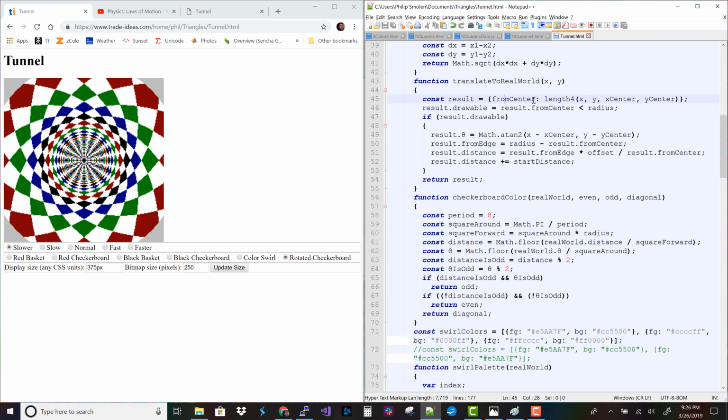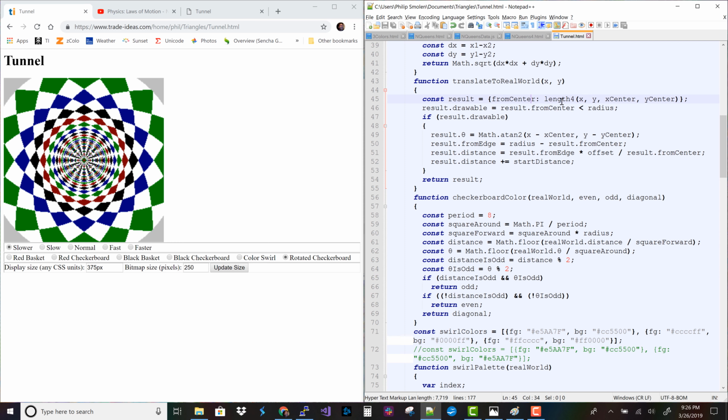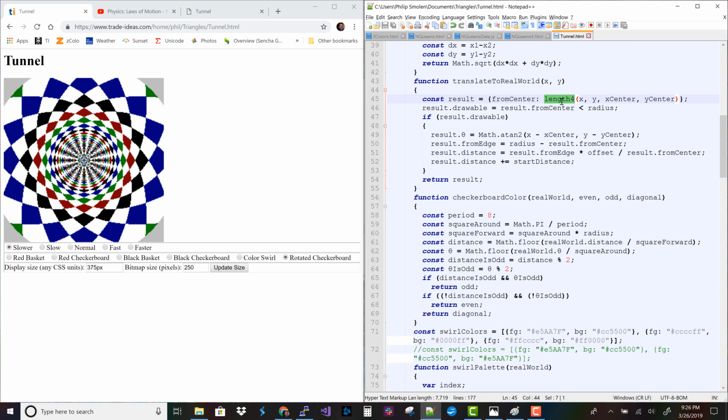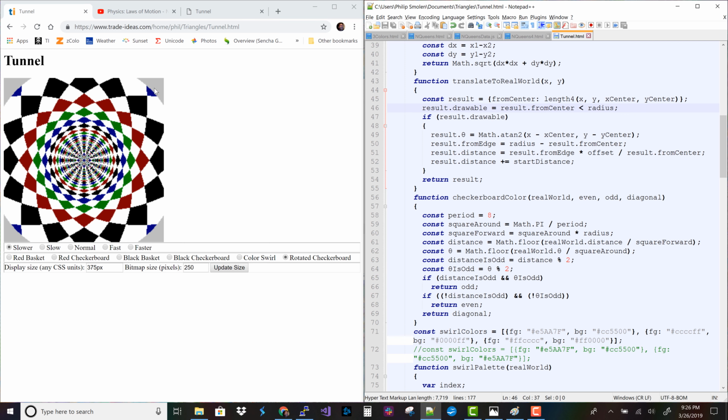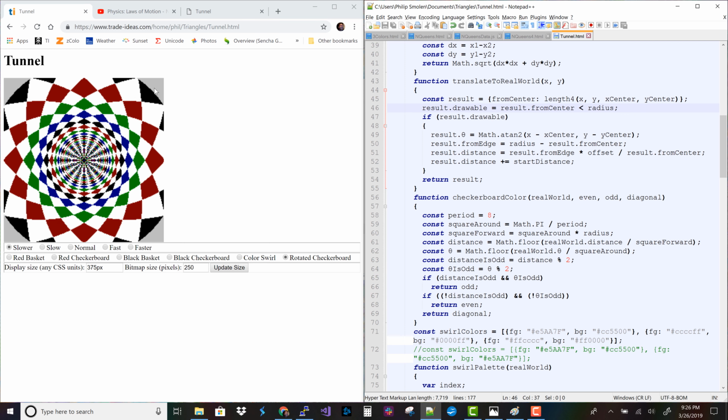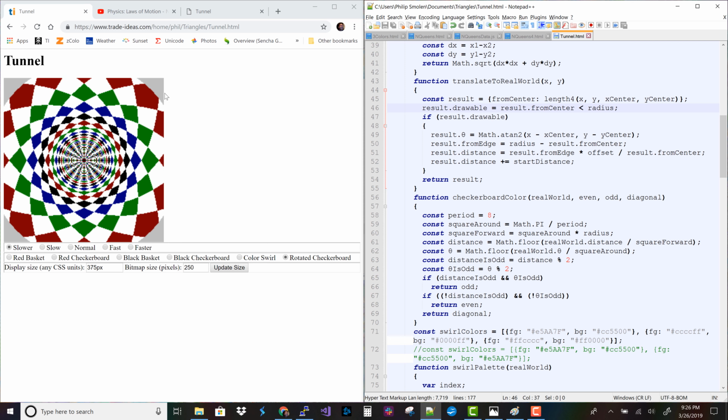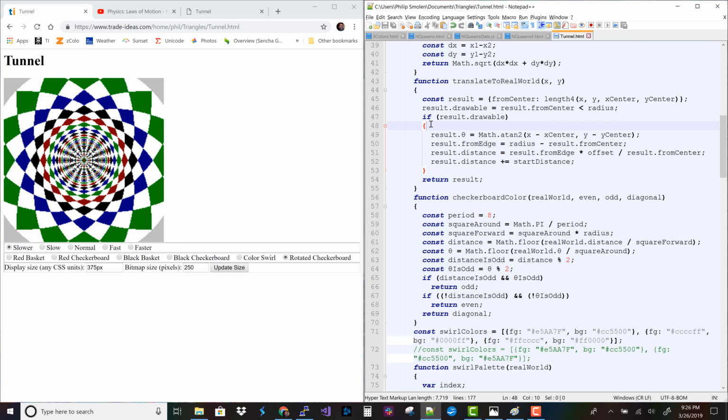We start by saying how far is it from the center? Well, that's what this length 4 is. It's just the distance between 2 points. And then this drawable part, that was this gray stuff. If it's outside of the circle, it just doesn't mean anything to us. And we're just going to leave that gray that was drawn at the beginning.